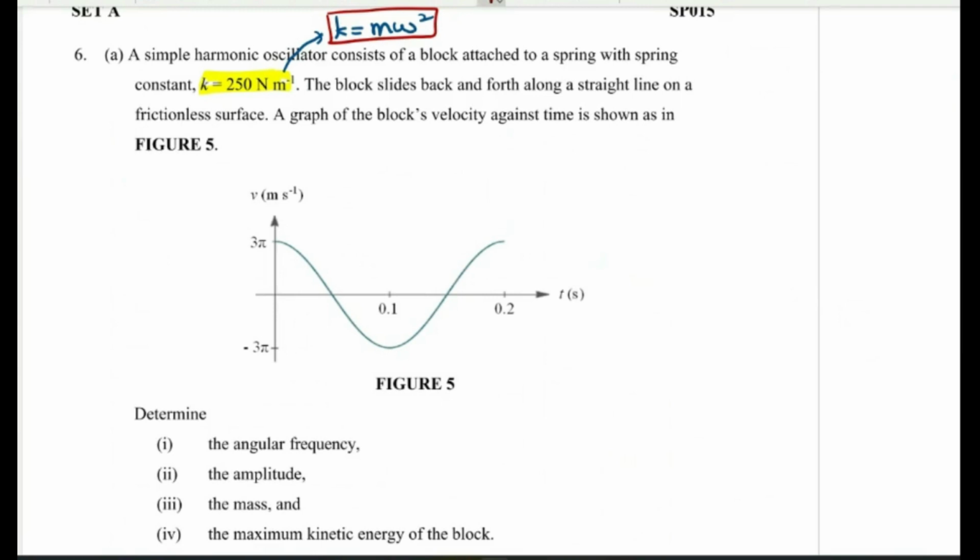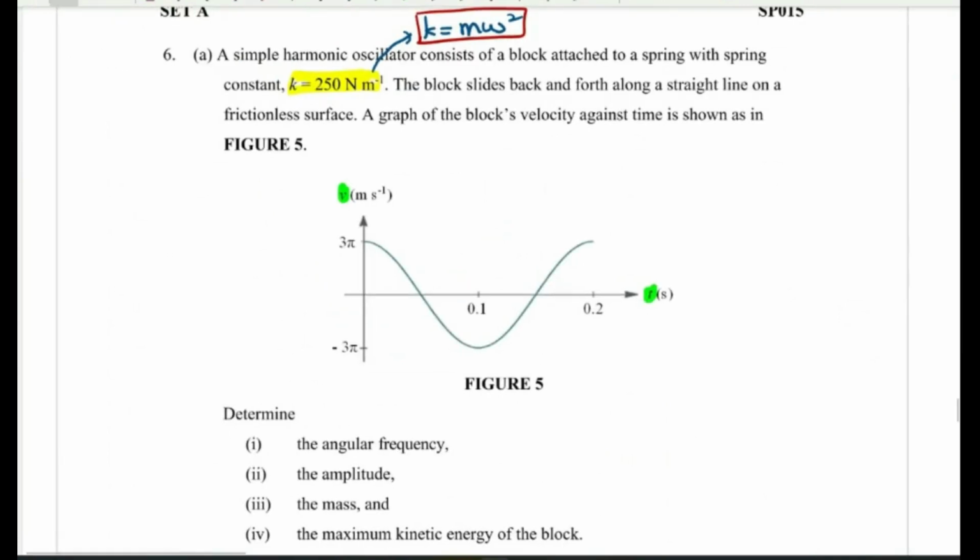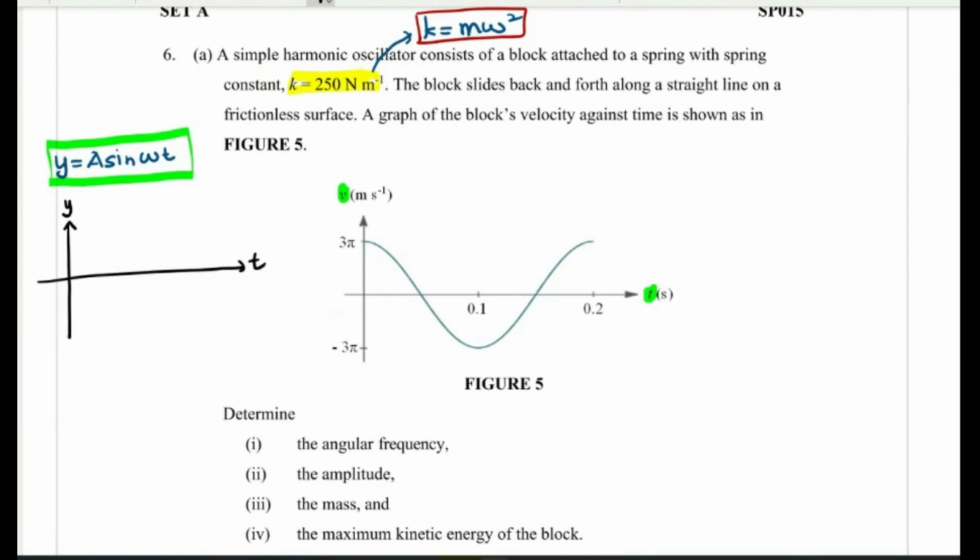K omega squared. And the block slides back and forth along a straight line on a frictional surface. A graph of the block's velocity against time is shown in the figure below. So remember, this is the graph of velocity against time. So the general equation for displacement y is equal to A sin omega t. What does its graph look like? A sin graph. You must know this, because the question will ask us to sketch the graph. So our graph is a sin graph, starting from 0.